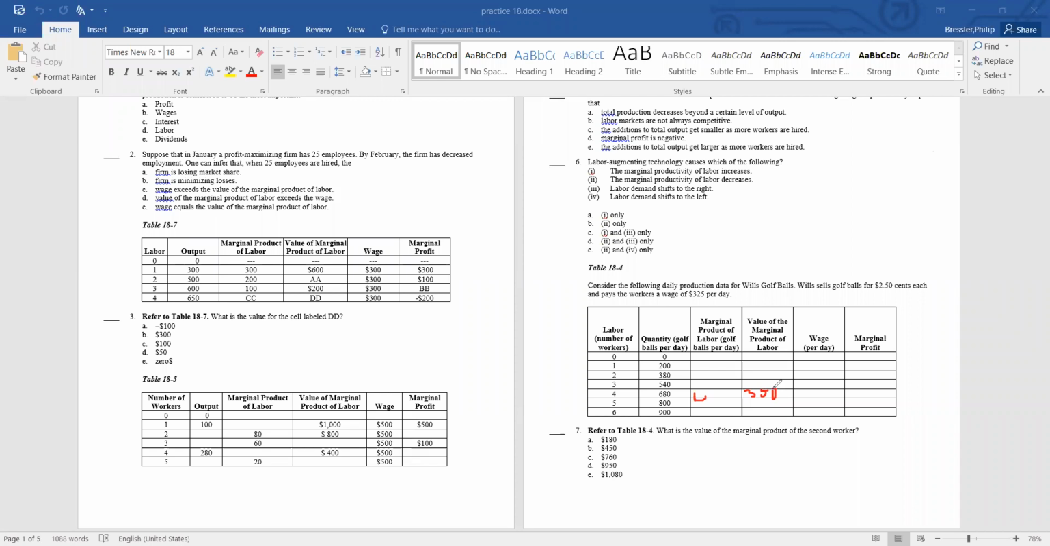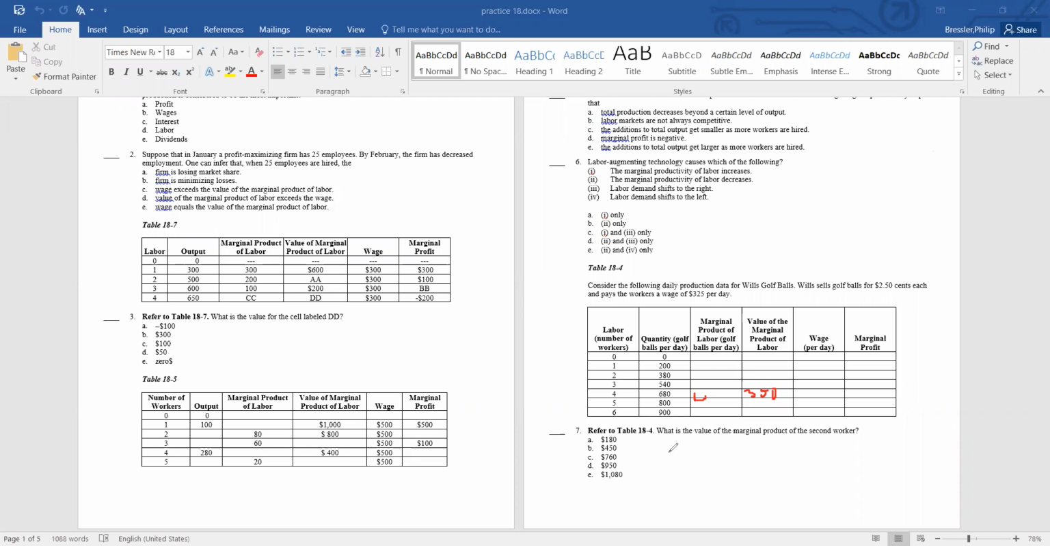So 350 minus 325, it's going to give me an answer of, let me check, because I got to scroll down there. It's going to give me an answer of A, an alpha, 25. So let me just do that again.